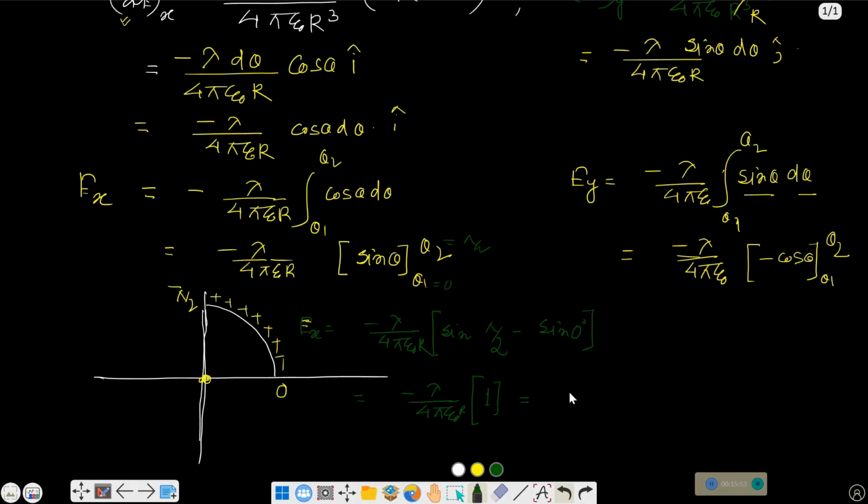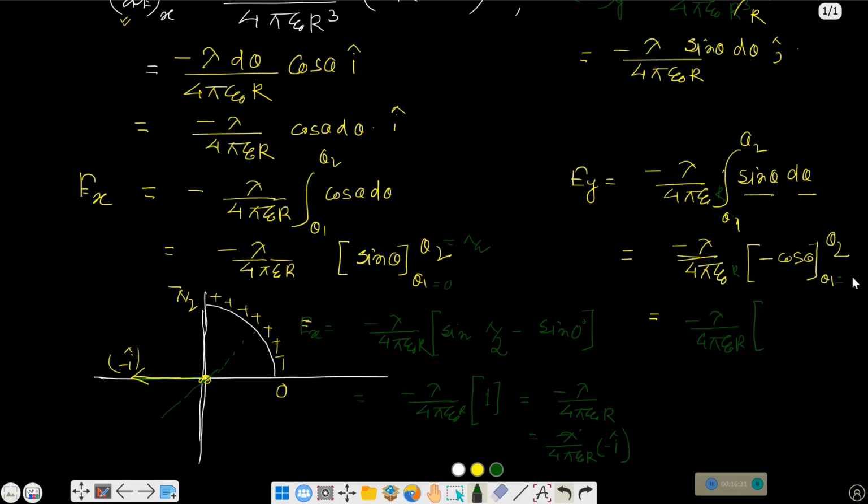So the value of Ex will be minus lambda by 4 pi epsilon naught r. We can write it as minus lambda by 4 pi epsilon naught r, minus i cap, is it? That means the x component of the electric field will be in the negative x direction, in the minus i cap direction, okay. Now for this we will have minus lambda by 4 pi epsilon naught r.